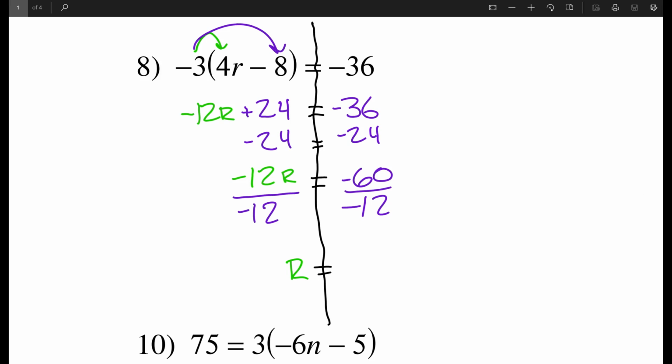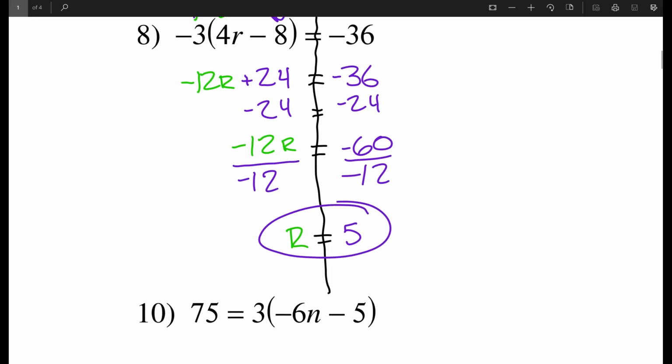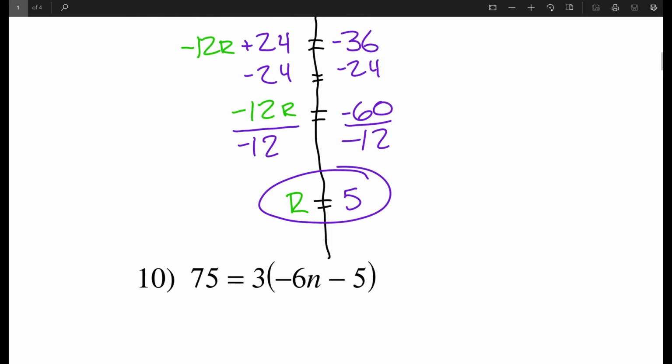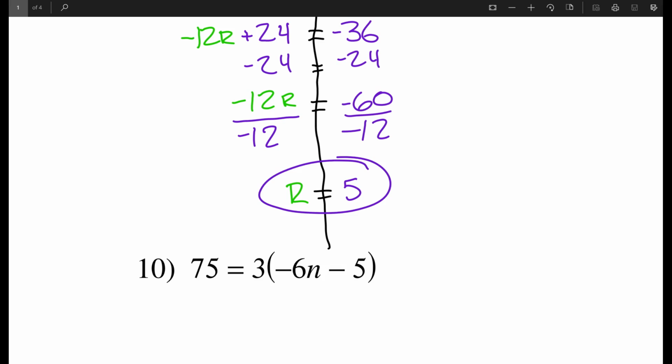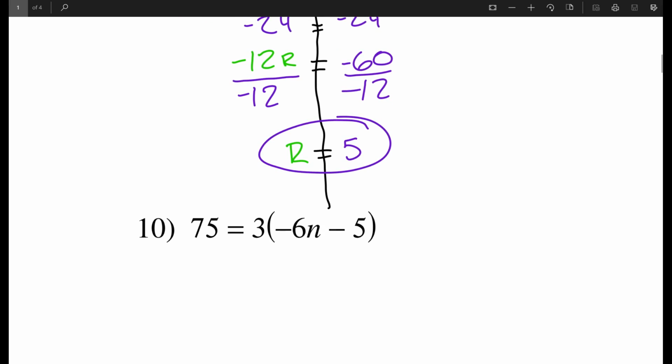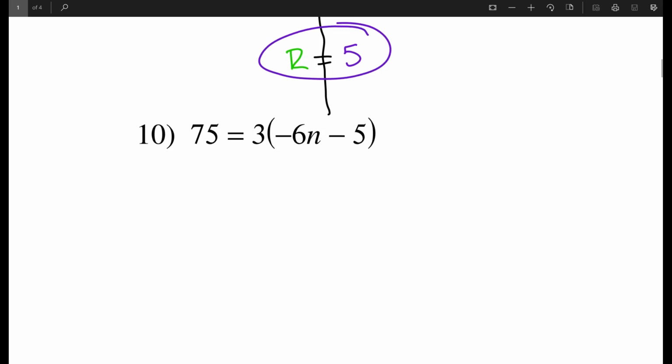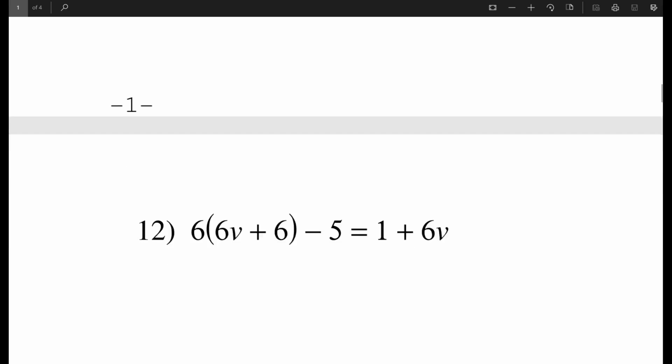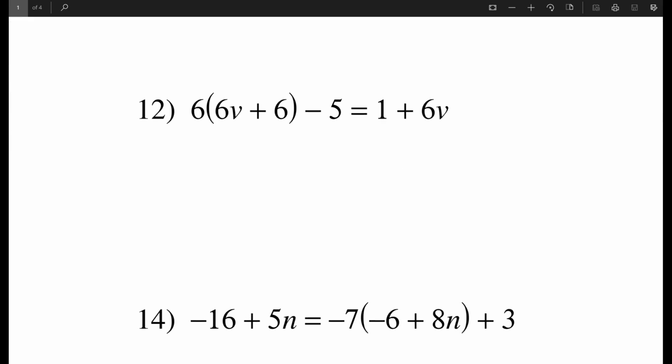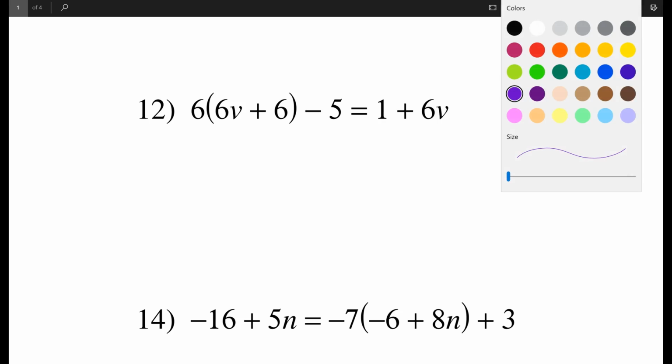R equals, well, what is -60 divided by -12? Well, it's 5. So I've finished up with r equals 5. And again, hopefully these colors helped you see I need my variable, which is this green r on one side, and on the other side I need my 5, my constant. I need my variable by itself. We're going to do one more slightly more complicated one, and again we're going to use these colors because hopefully they will help you see what's happening here.